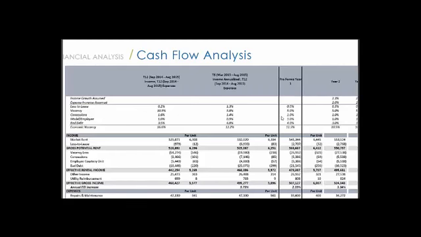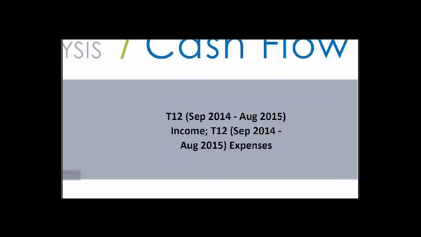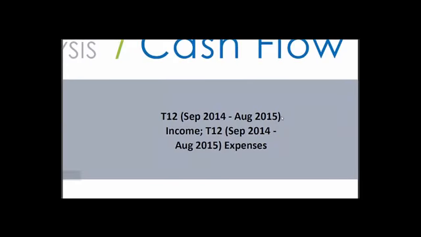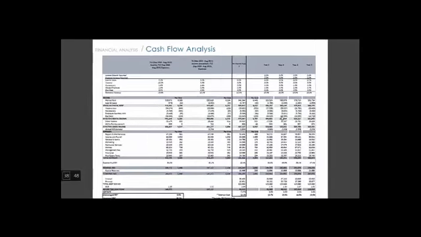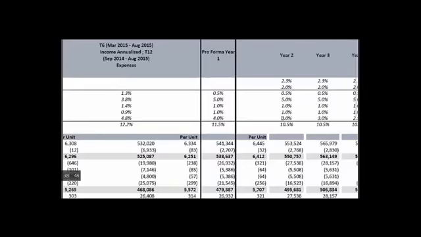So right away, I'm looking at this particular section right here that shows me the T12 for the income and the expenses at the same time. Okay. Now, pro forma year one. I'm only going to use pro forma if the numbers look worse.